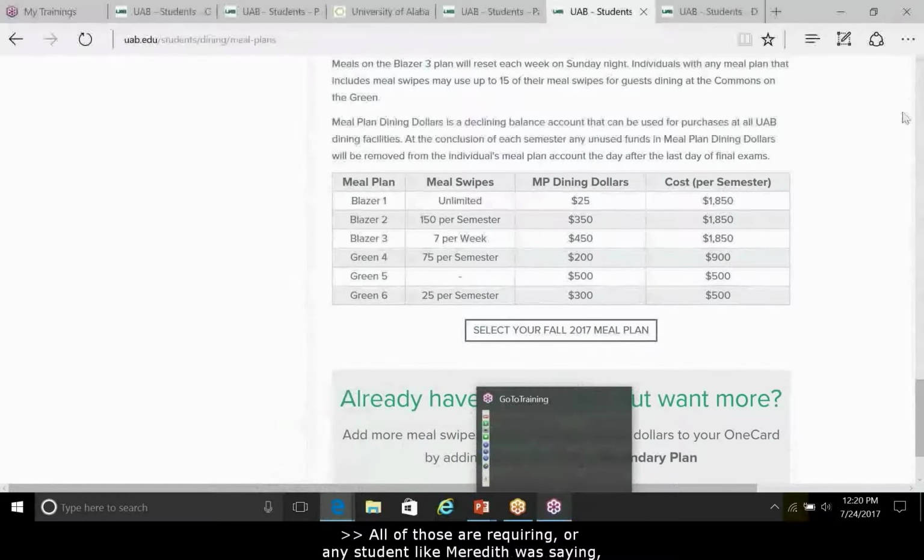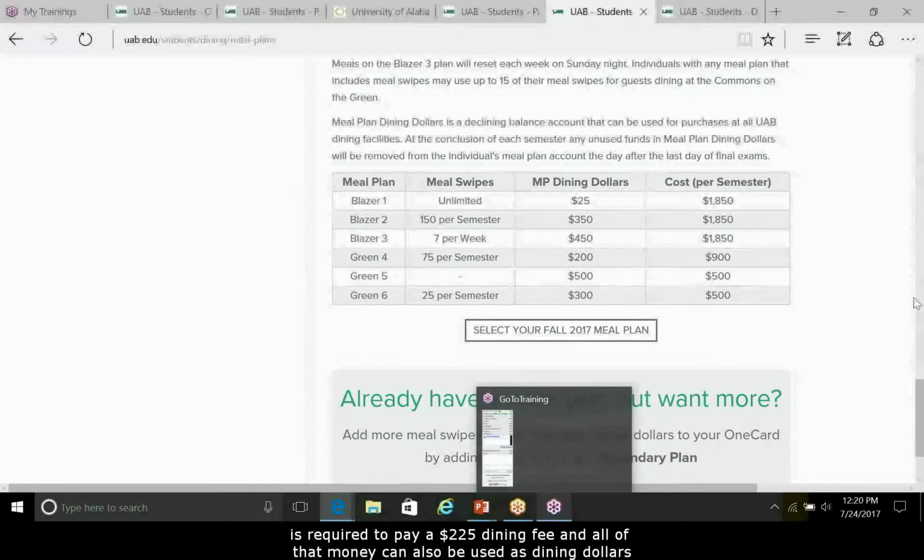All of those are requiring, or any student, like Meredith was saying, is required to pay a $225 dining fee. And all of that money can also be used as dining dollars at any of the on-campus locations as well. So that's a $225 dining fee on top of the cost you see per semester there on the screen.